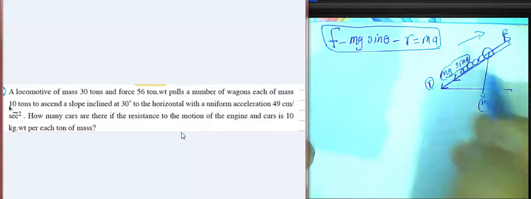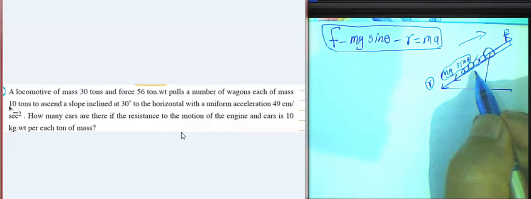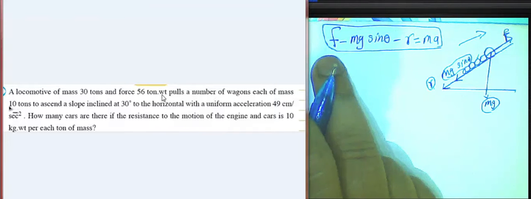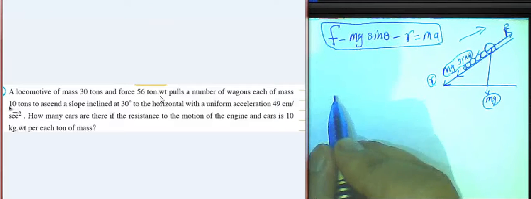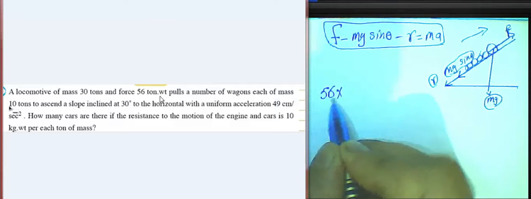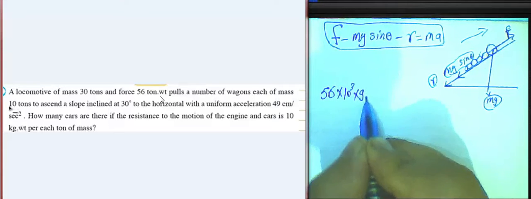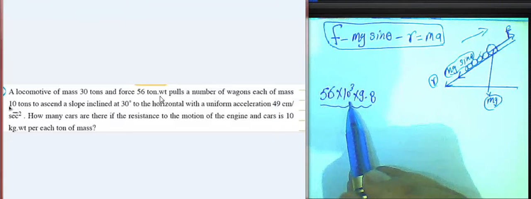Okay, let the number of these cars be x, so we can put the force. He gives us the force 56 tons. We can write here, convert from ton to Newton. This is the force, look here, ton weight. We multiply by 1000, multiply by 9.8 to convert to Newton. Okay, write with me. The result will be 56 multiplied by 10 power 3 multiplied by 9.8. We convert the force from ton weight to Newton.